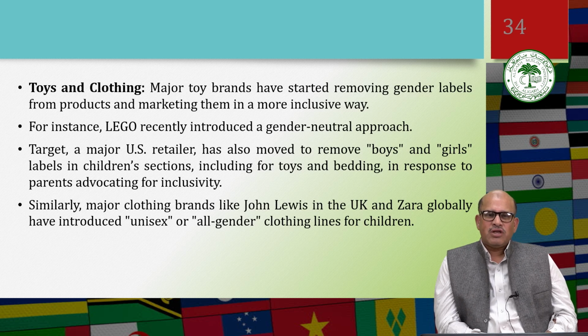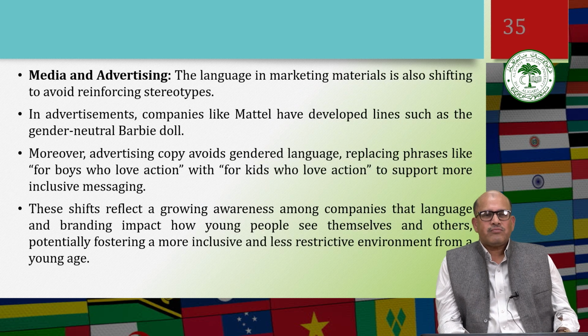Similarly, major clothing brands like John Lewis in the UK and Zara globally have introduced unisex or all gender clothing lines for children, sending the message that clothing styles should not be limited in personal expression or interest based on gender.